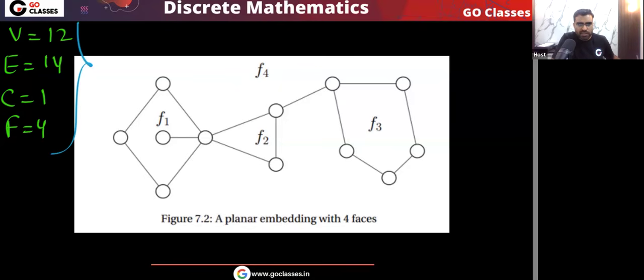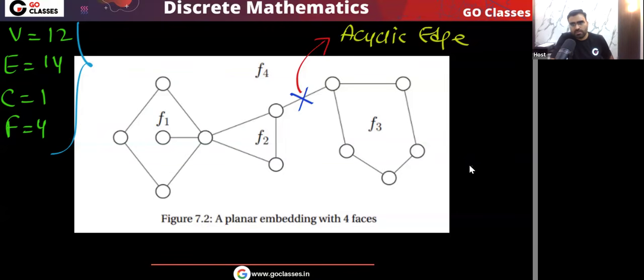Now you tell me, if I delete an acyclic edge, for example, let me delete this acyclic edge. This is an acyclic edge, yes or no? Look at this edge. This is acyclic because it is not a part of any simple cycle. If I delete this, let's zoom, then tell me how these values are affected. Okay, these were the old values. Now the new values will be what?